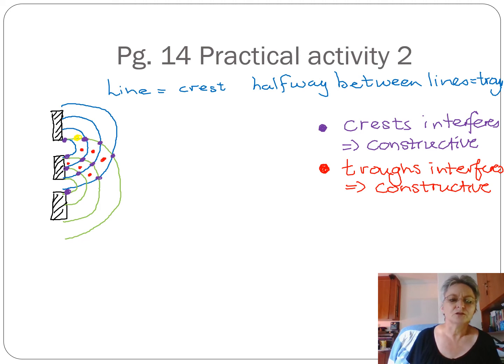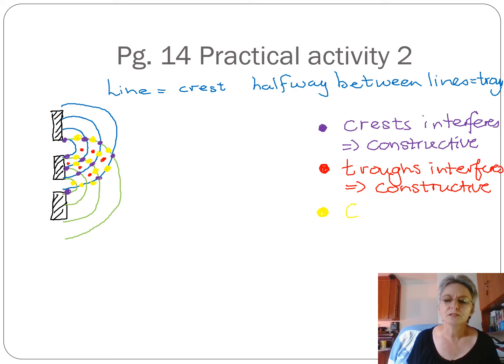Now I will mark the places where a crest and a trough interfere in yellow. There is a crest and trough, there is a crest and trough, there is a crest and trough interfering. There is a crest interfering with a trough. I don't know if I've got them all. Crest interfering with trough.